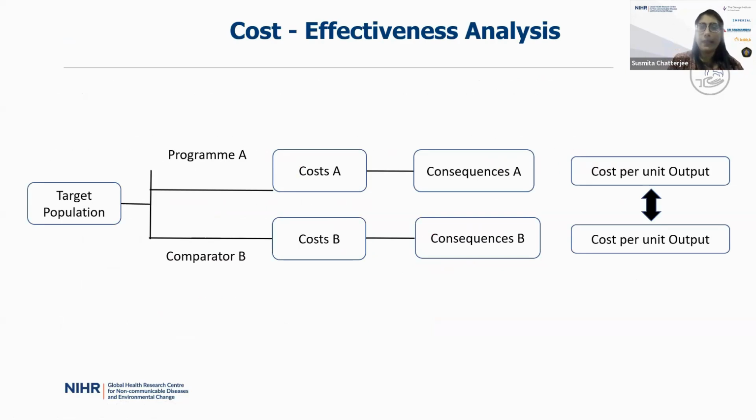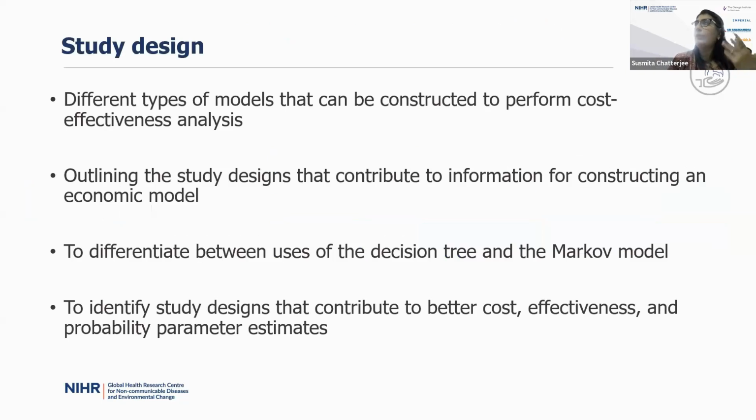Coming to my point again, the cost effectiveness. As I told you, cost effectiveness means comparing two things, one program, one comparator, cost and consequence. What would be my study design? How will I be calculating the cost and the consequences, what should I do? This next half an hour, I believe, is on how we are going to do this study design. I'm sure some of you have heard about the decision tree model, some of you have heard about the Markov model.